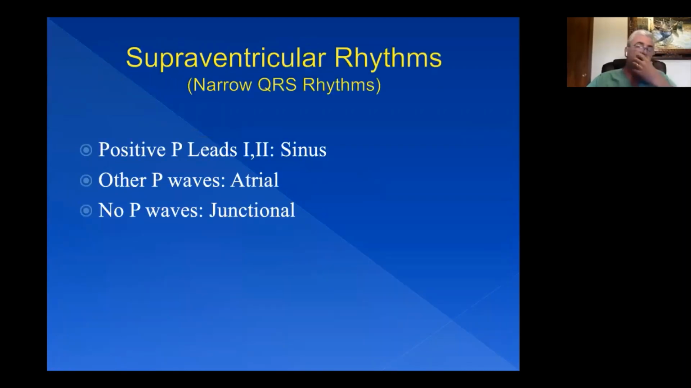So to summarize, when we have narrow QRS, it's supraventricular rhythm. Look at lead 1 and 2. Positive in lead 1 and 2, that's sinus. Any other P wave morphology, that's atrial. No P wave, that's junctional.